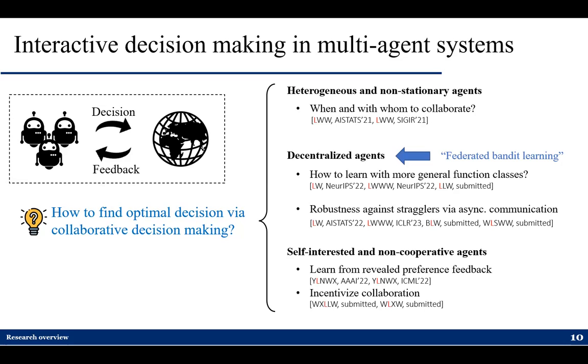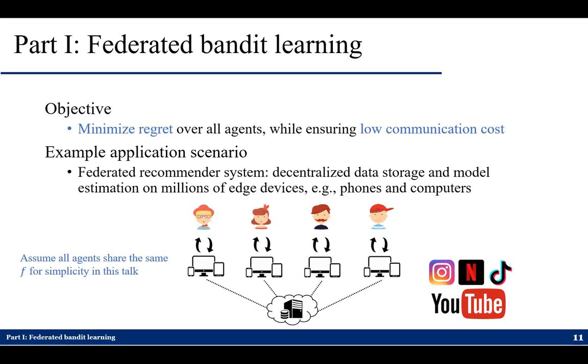For the first part of my talk, I will focus on this second direction where we design communication strategy for decentralized agents. We term this line of research as federated bandit learning because of its close relation to federated learning in supervised learning paradigm. In this problem, the objective is to minimize regret over all the agents and want to ensure low communication costs. A motivating application scenario of this is federated recommender systems.